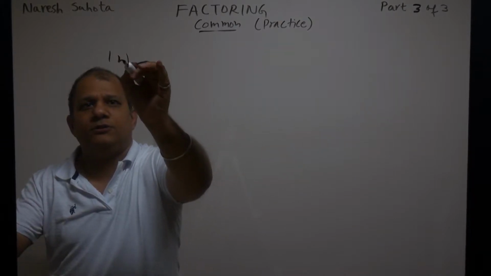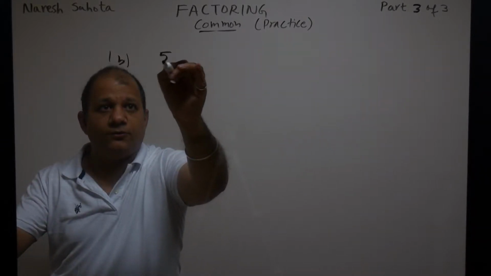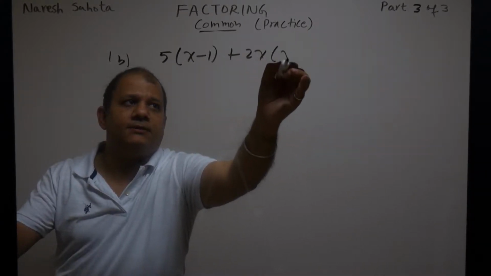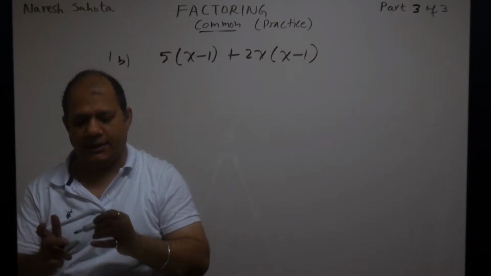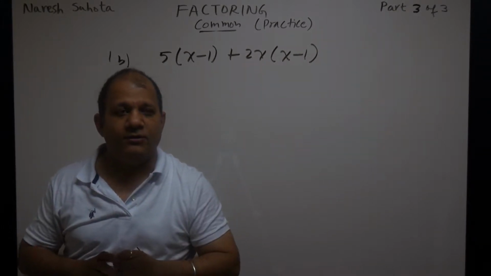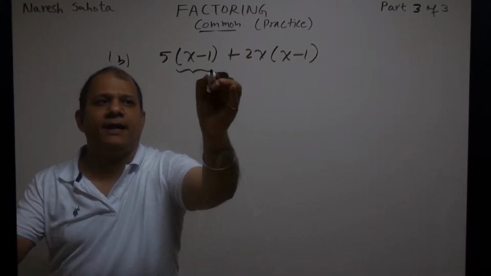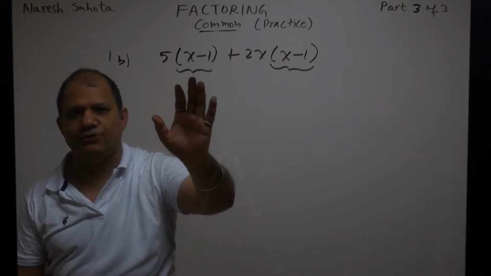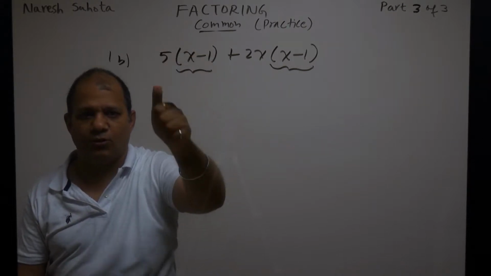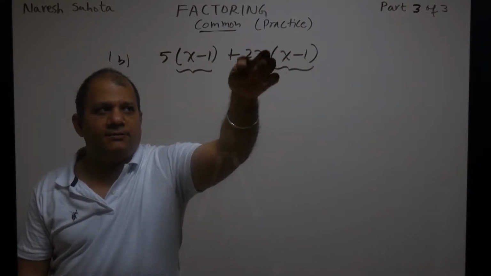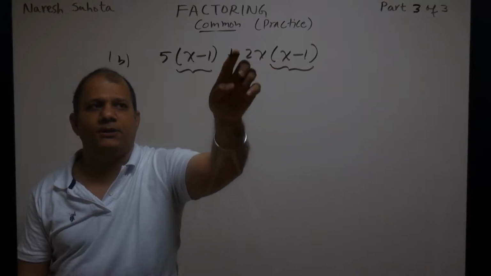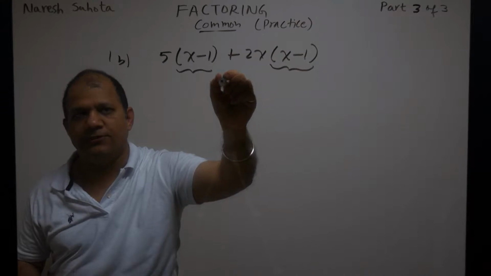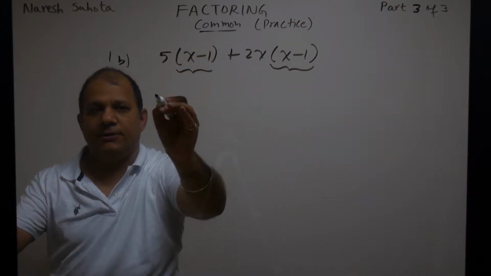Okay, so question 1b. 5 times (x minus 1) plus 2x times (x minus 1). Now can you recognize that x minus 1 is a common factor? First of all, we have two terms, right? 5 times (x minus 1) is one term, 2x times (x minus 1) is the second term, and the operation is that of addition. So the bracket x minus 1 appears in both as a factor, so that is common.